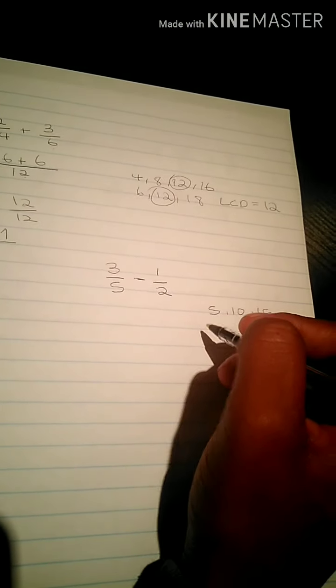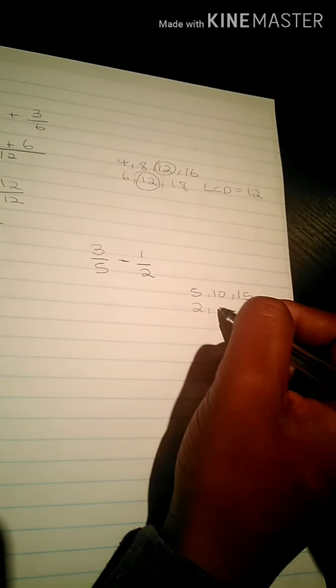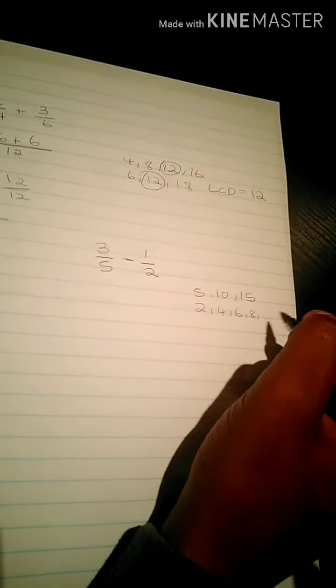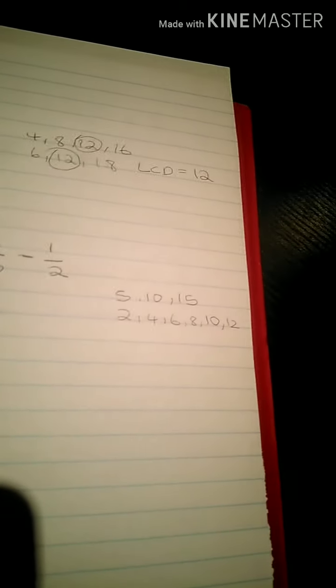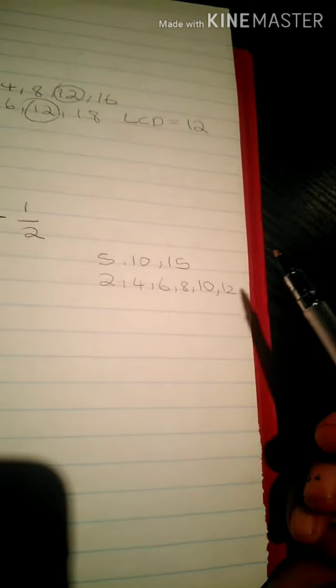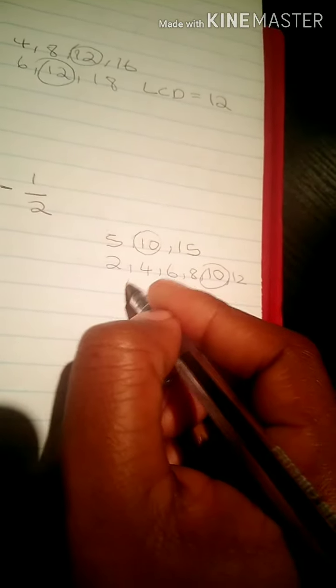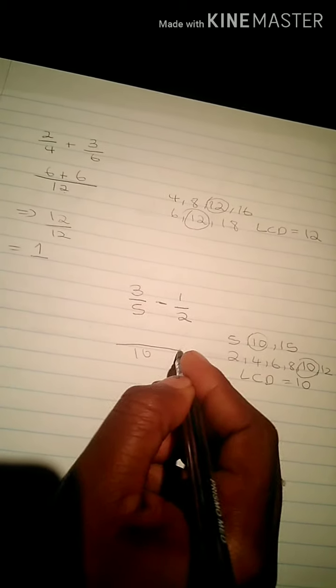Now let's look at the multiples of 2. You have 2, 4, 6, 8, 10, and 12. Now, so far you can see, and it's visible, which one is common between these multiples. You have a 10 there. You also have your 10 there. Therefore, your LCD is 10. Now you write your 10 over there.